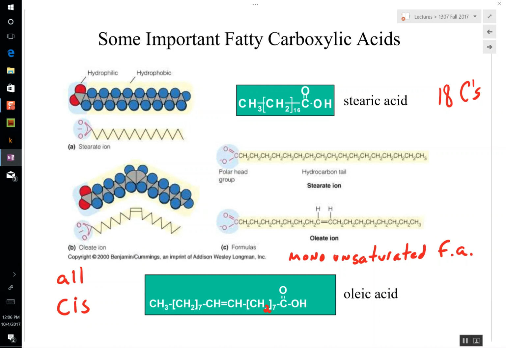You find cis. All right, so be able to write these out, these formulas. Stearic acid, 18 carbons. Oleic acid, 18 carbons. But it has a double bond in the middle.